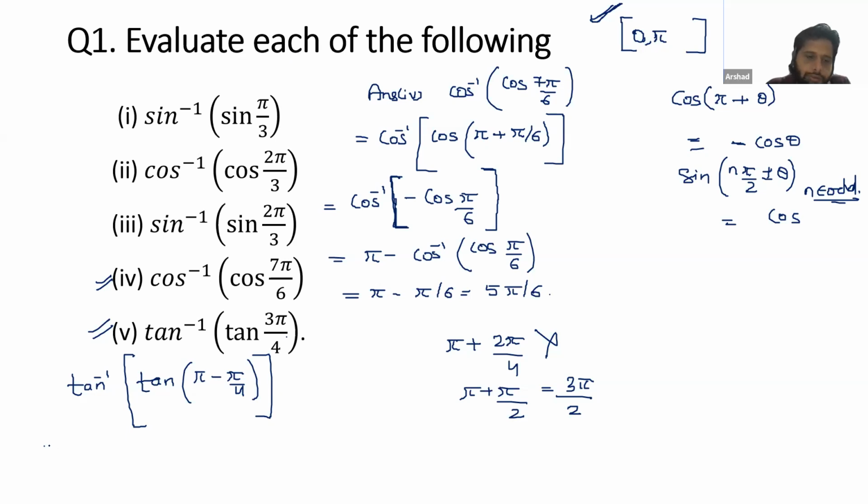For this, let me check. This is tan inverse, okay? And here, in case of pi, there will not be any change. Tan inverse of tan of pi minus pi by 4. Now please tell me, for this, pi minus pi by 4 lies in which quadrant?